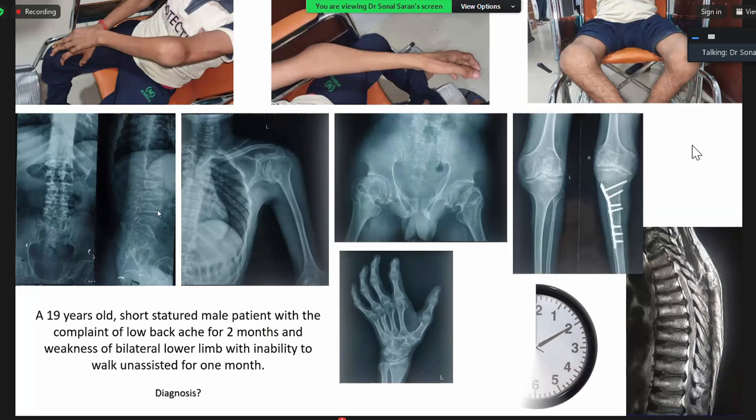So the spine appearance is quite typical. You can also see involvement of large joints, widening of the epiphysis. This MR also, you can see over here. I won't say rheumatoid arthritis because rheumatoid arthritis primarily affects small joints of hand and feet, and bilateral involvement is there.